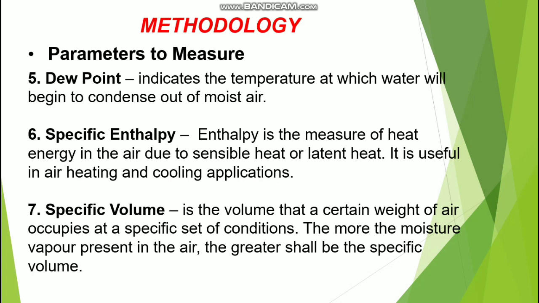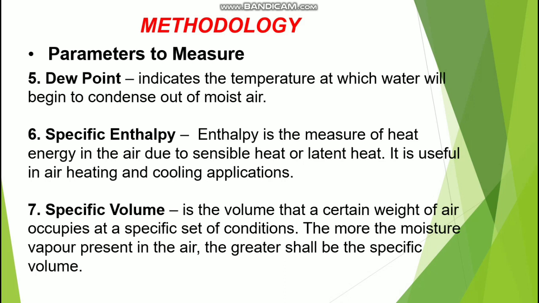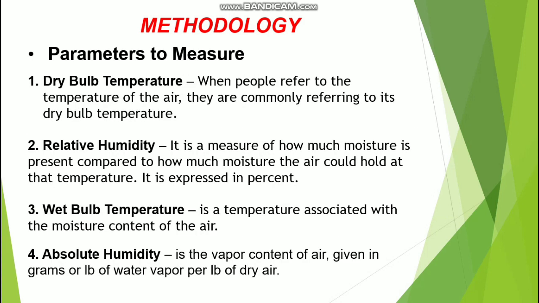So the parameters wet bulb temperature, absolute humidity, dew point, specific enthalpy, and specific volume are determined using the website www.sugartech.co.za using the obtained dry bulb temperature and relative humidity. So we just plug in the values of dry bulb temperature and relative humidity, then we can get the values of the other parameters.